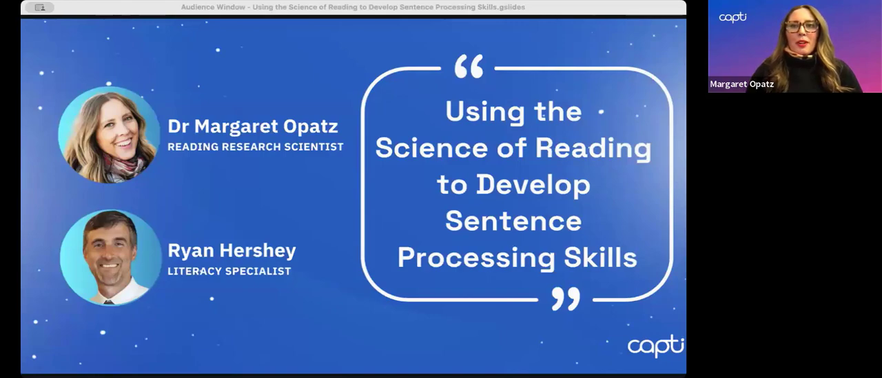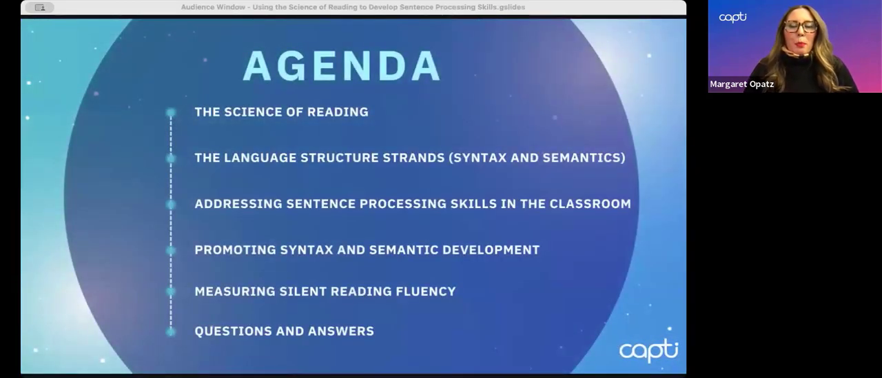As Ryan and I were preparing this, we were having just a lot of fun with the preparations, because I think sentence processing is one of the fun things that we can teach in order to really support readers in becoming more skilled. As far as our agenda goes for today, we will start off with a discussion surrounding the science of reading and pinpointing where sentence processing skills fit within that framework.